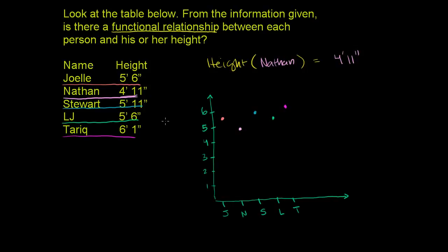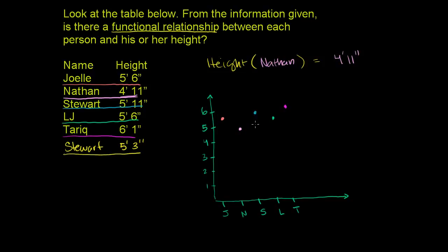Now, you might say, OK, well, isn't everything a functional relationship? No. If I also wrote here, let's say the table was like this, and I also wrote that Stuart is 5'3". If this was our table, then we would no longer have a functional relationship, because for the input of Stuart, we would have two different values. If we were to graph this, we have Stuart here at 5'11". And then all of a sudden, we would also have Stuart at 5'3".